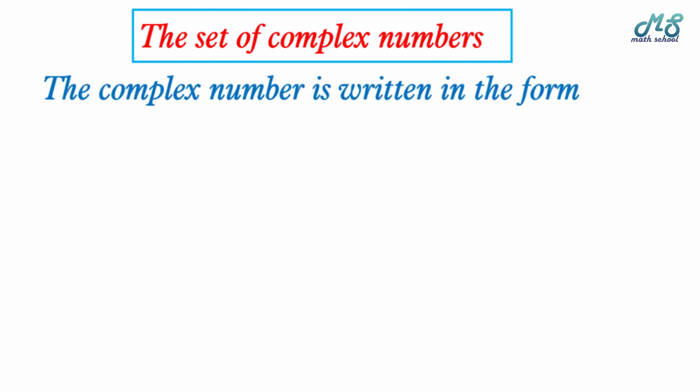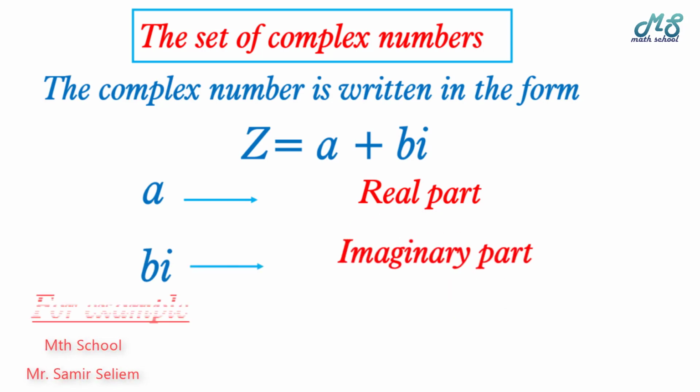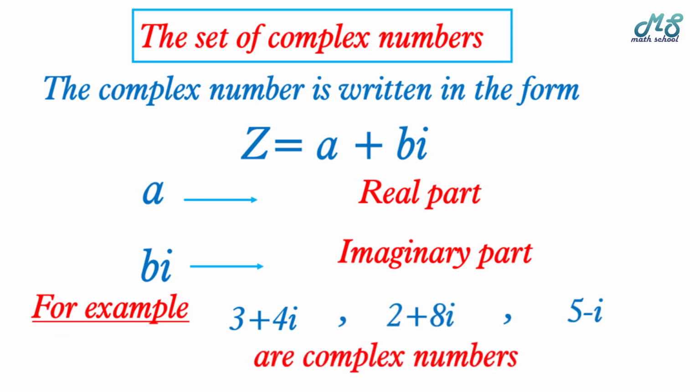Now, the set of complex numbers. The complex number is written in the form z equals a plus bi. a is called what? It is a real number. bi is called what? It is an imaginary number. For example, the numbers 3 plus 4i, 2 plus 8i, 5 minus i are complex numbers. So we have two parts. The first part is called the real part. The second part is called the imaginary part. Don't forget, this is called the complex number.